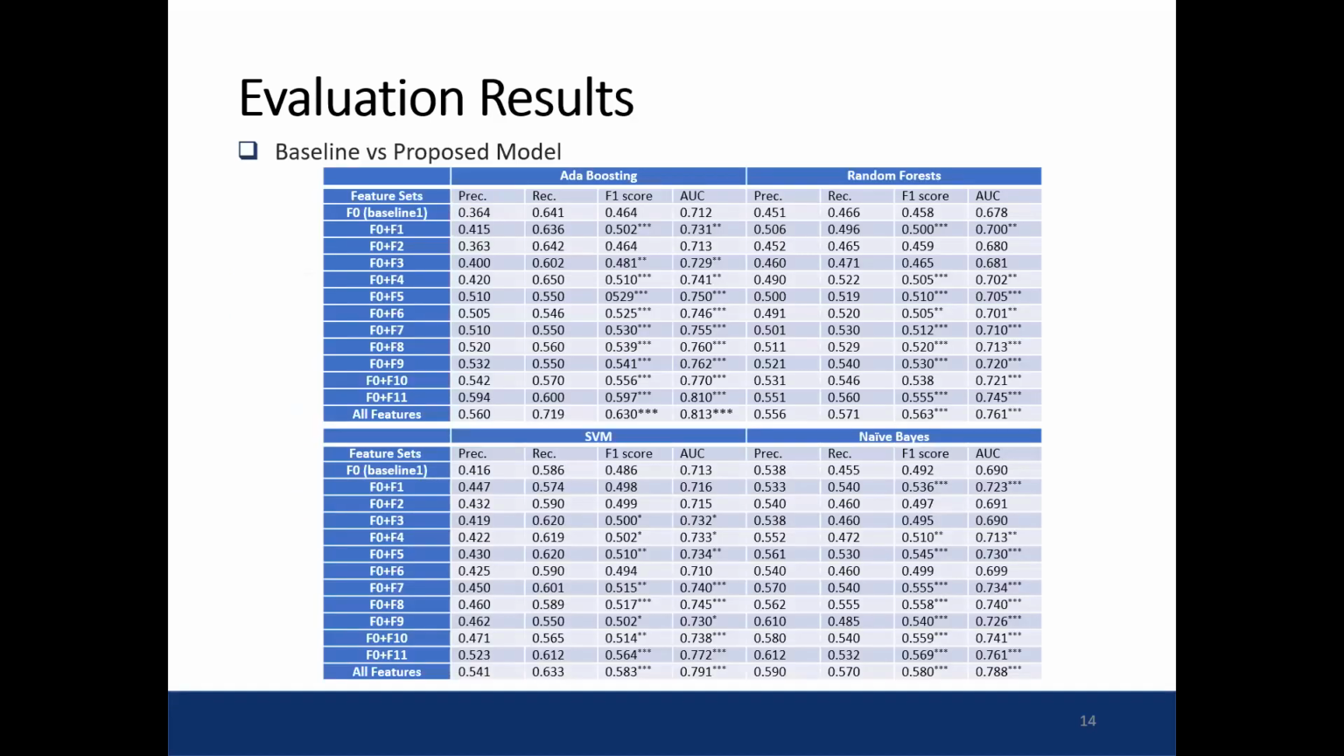This is the result of our incremental effect analysis. As you can see from the table, when using only the baseline features, the model performance is not very good. After adding each set of our proposed features, the performance increases significantly across all models on all four evaluation metrics. And when incorporating all four proposed feature sets, the model achieves the best performance. Those results reveal the efficacy of our proposed feature sets.